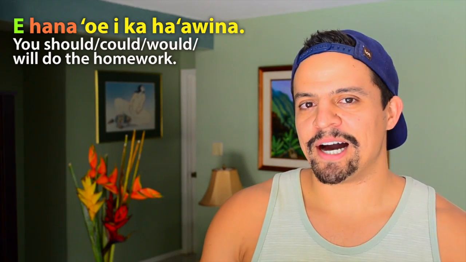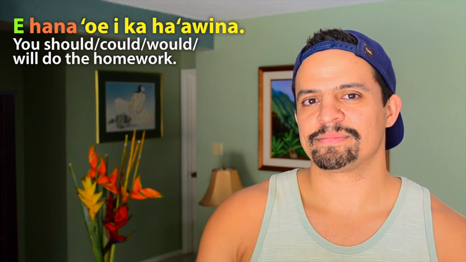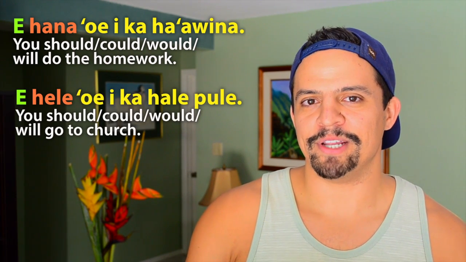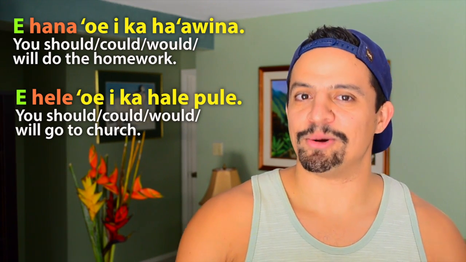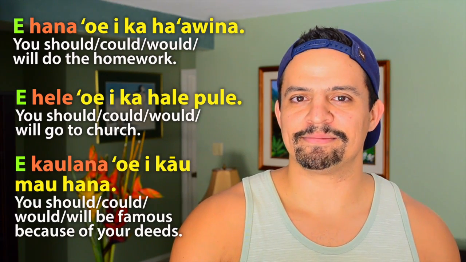Other times, a before a verb kind of makes a conditional verb tense, like adding should, could, would before a verb. Also, it is sort of like how we use the word will before a verb in English. For example, e hana oi i ka ha'awina. E hele oi i ka halepule. E kaulana oi i kau mauhana.